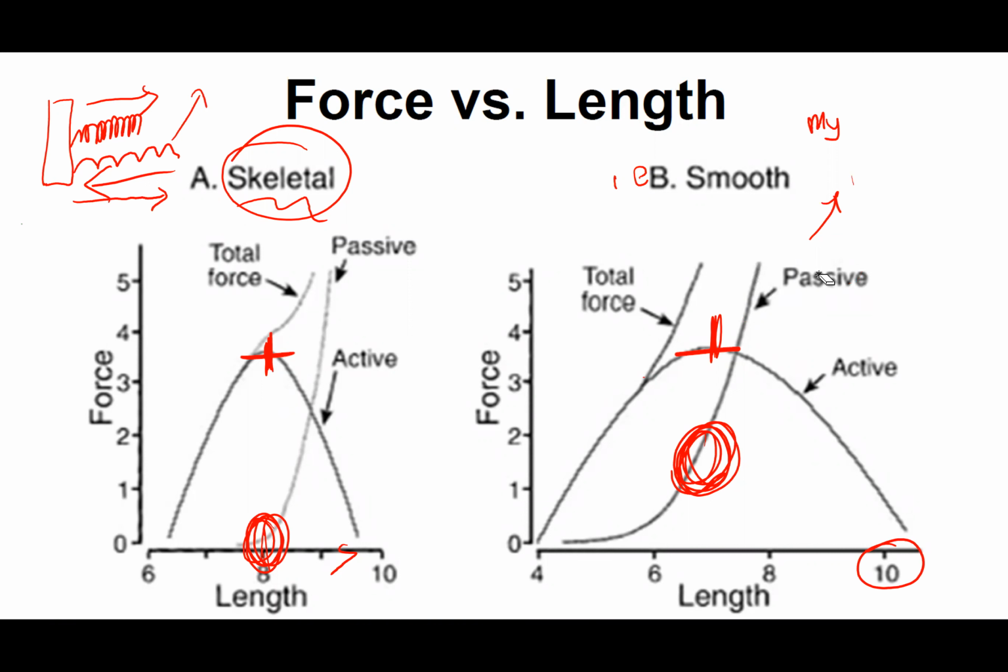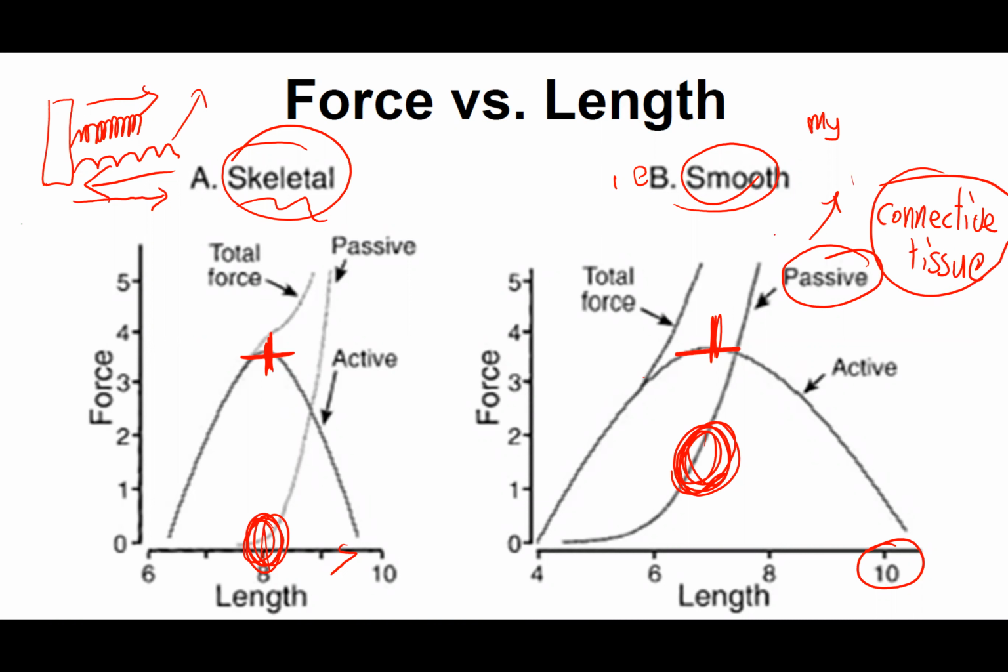The reason smooth muscle has more passive force is that there is more connective tissue. This connective tissue acts like this wall over here. It's just more things pulling the muscle back, forcing it to go back. This passive force is much greater in smooth muscle because there's more connective tissue around the smooth muscle.